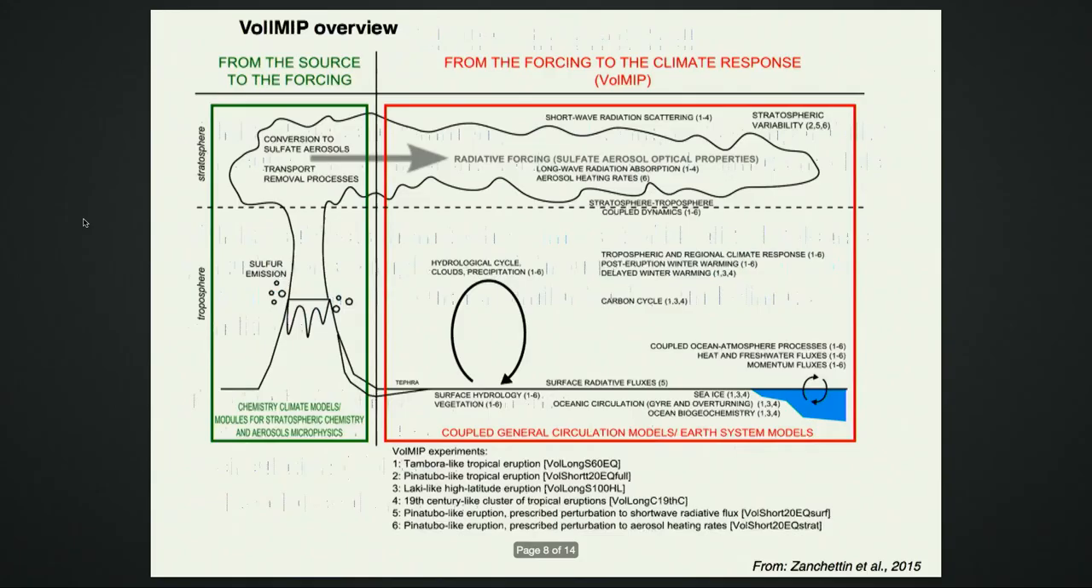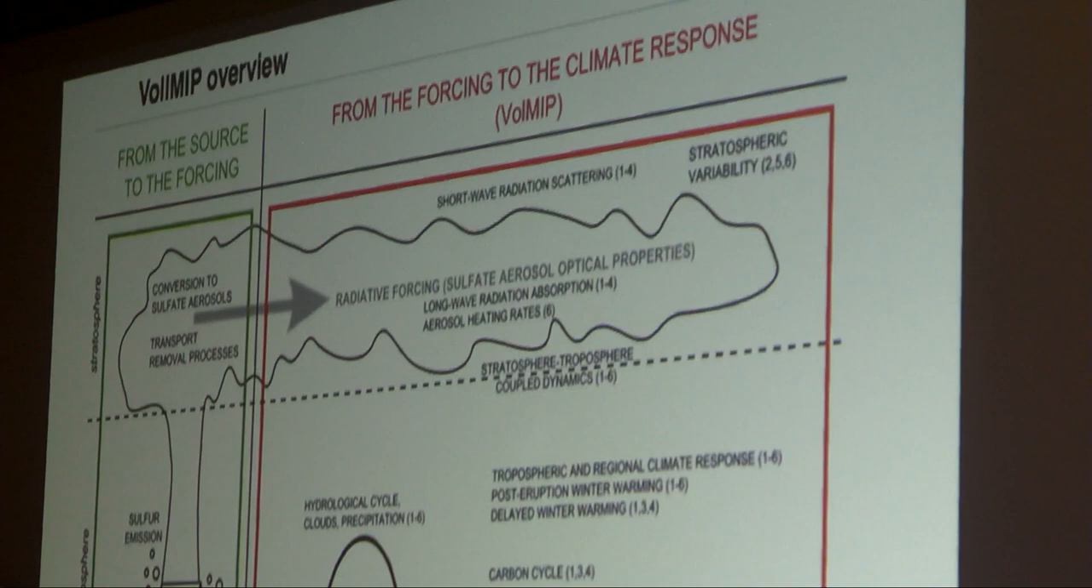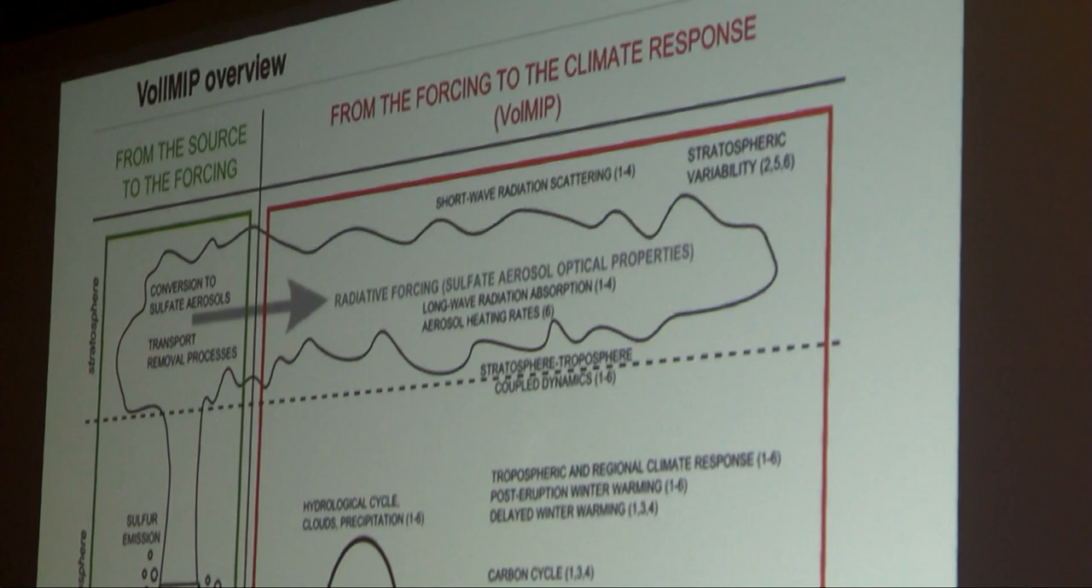And so here again, this is the overview, and of course you cannot read it, but I will briefly tell you. The red part is what VolMIP is about, and we are planning for the short-term experiment as a tier one experiment, a Pinatubo one. It's a little bit boring, everyone, Pinatubo, but there we have the best and the most observations of it.